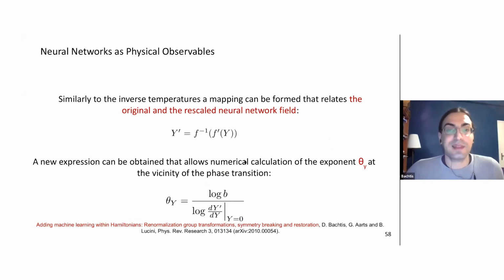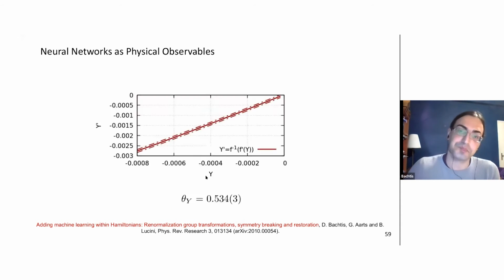So following exactly the same procedure as the one that I described for the Ising model, we can construct a mapping that relates the original and the rescaled neural network fields. And we can obtain this expression that allows us to numerically calculate the neural network field exponent in the vicinity of the phase transition. So this time we do the calculation as the neural network field goes to 0, and we are able to obtain this critical exponent.